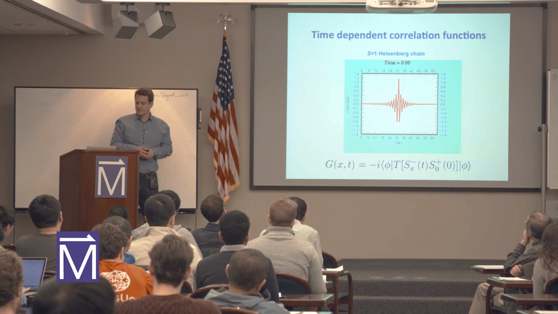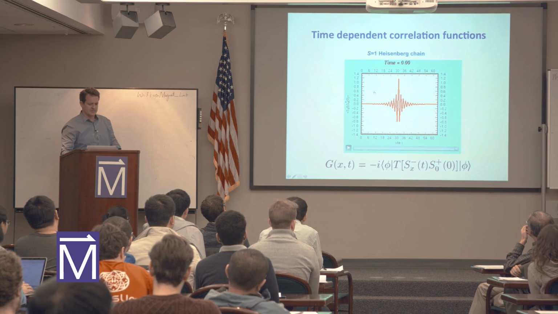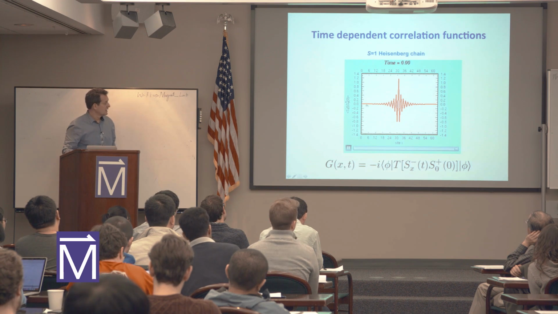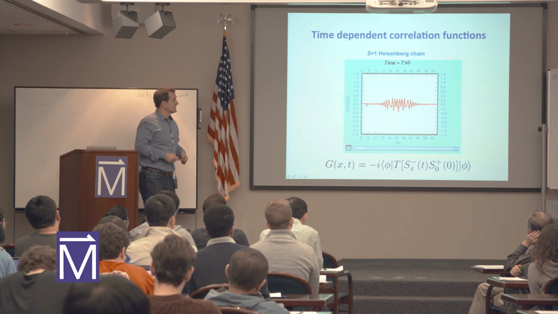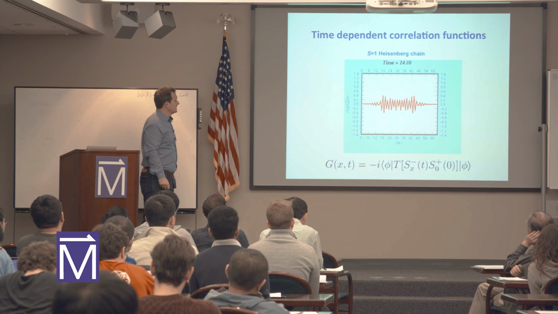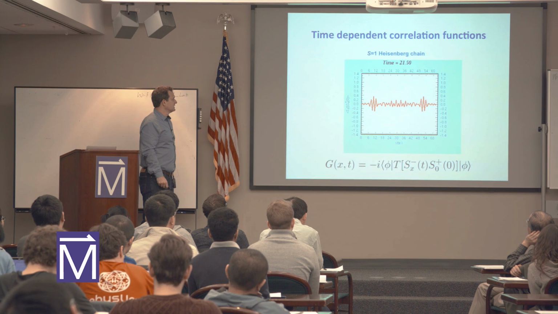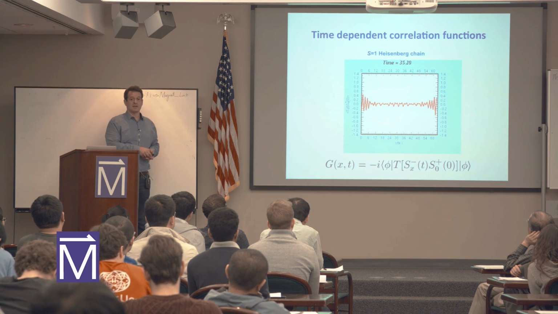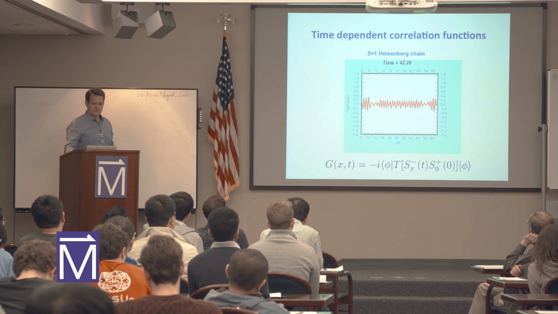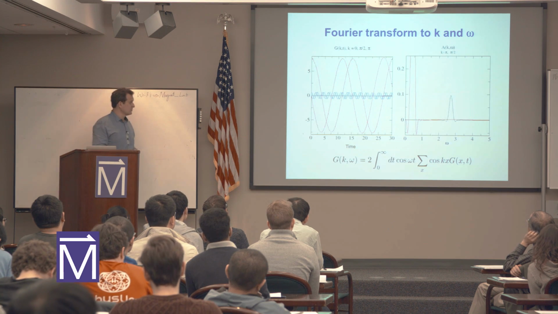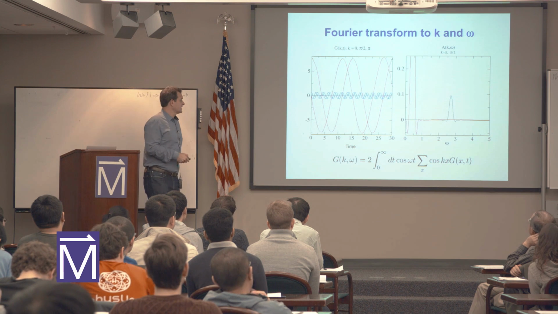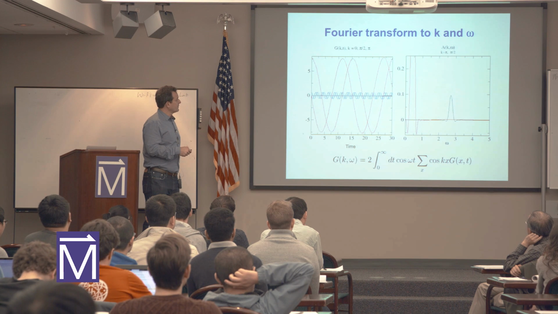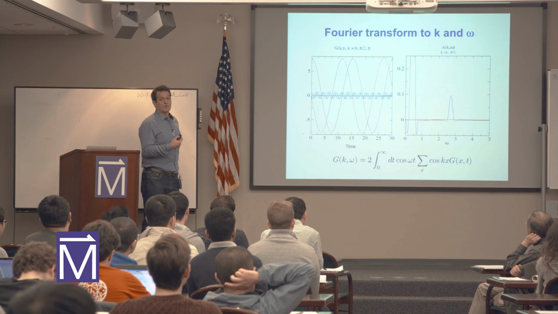And this is what it looks like if you do this at the center of the spin chain. This is the quantity that I'm plotting, and it looks like this. And this basically gives you this quantity in real space and real time. Now what you have to do if you want the spectrum is you want to Fourier transform it. But first you transform it to momentum.